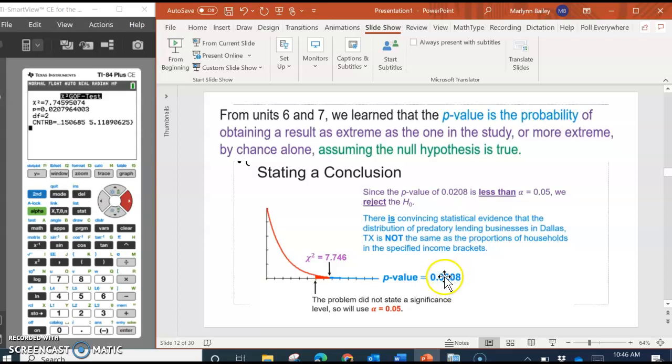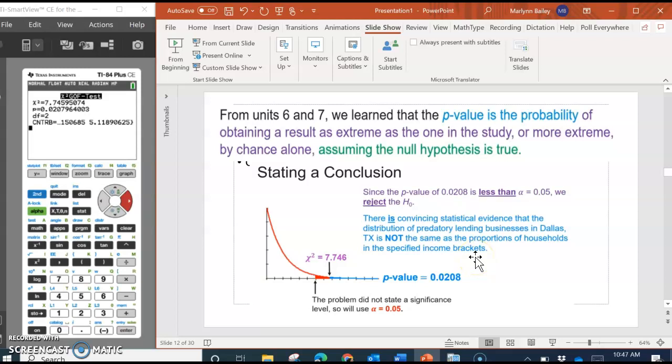So since our p-value, we use the same alpha concept. So if we have no alpha given, we're using an alpha of 0.05. So our p-value is less than alpha. So since our p-value of 0.0208 is less than alpha of 0.05, we reject the H0. So since we're rejecting H0, we're saying there is convincing statistical evidence that the distribution of predatory lending business in Dallas, Texas is not the same as the proportion of households in the specific income brackets.